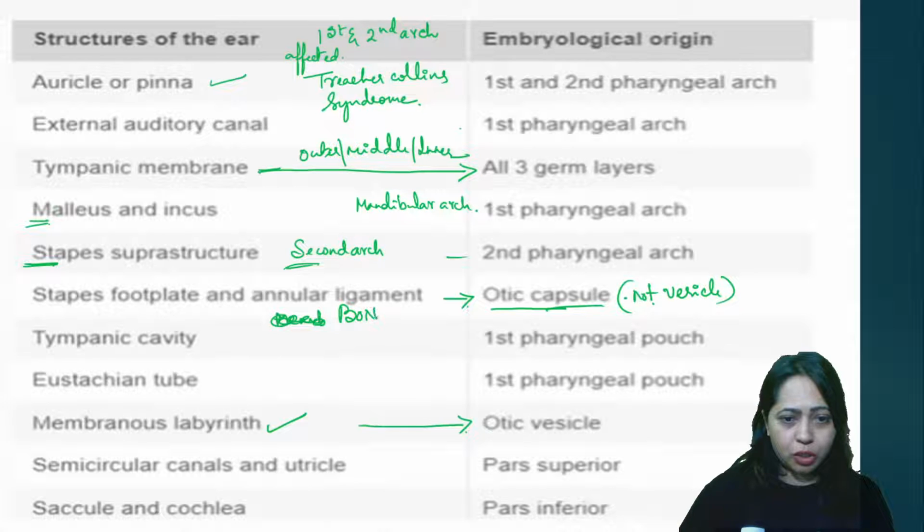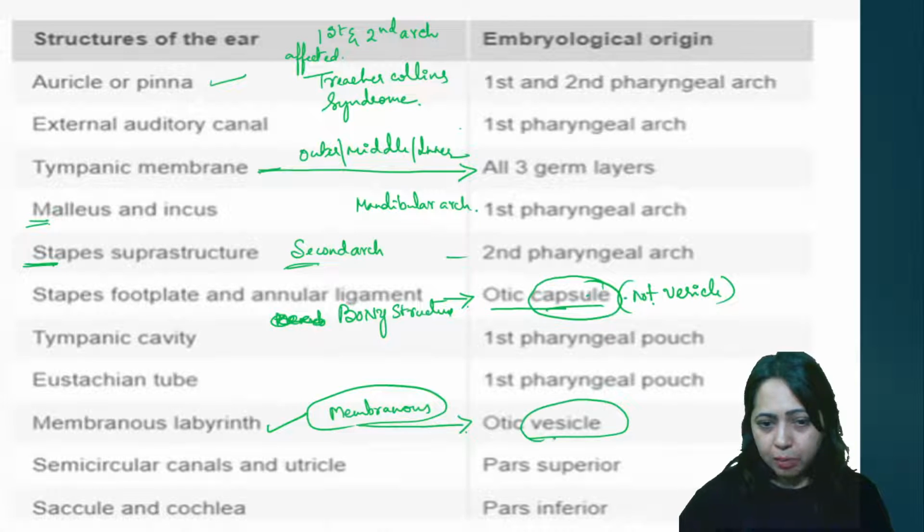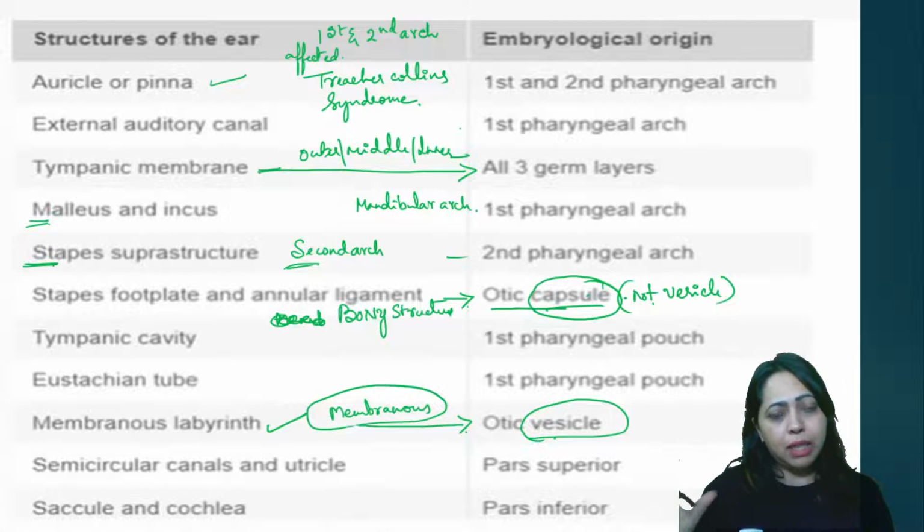So bony structure is from the capsule. All right. And we have the membranous is from the vesicle. So keep that in mind. Membranous is from the vesicle and bony structure is from the capsule.